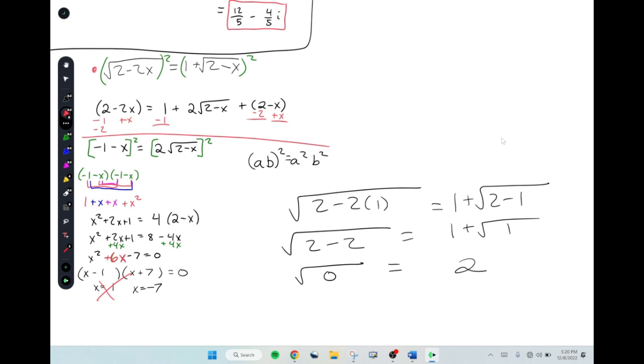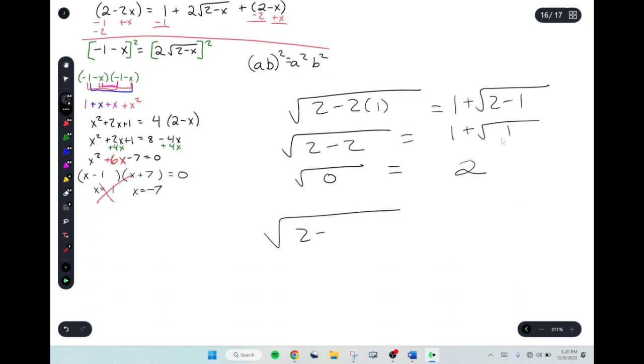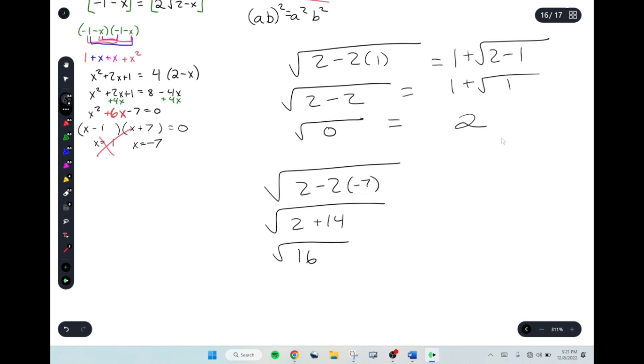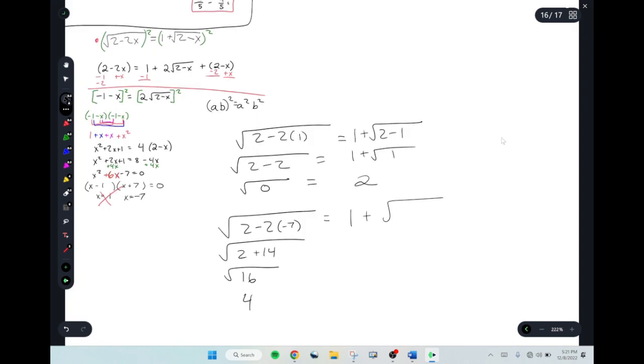So that didn't work, right? No, it didn't. Let's go check negative 7. Root 2 minus 2 times negative 7. Root 2 plus 14. Root 16. What is that? Okay, let's check the other side. 1 plus root 2 minus negative 7. 1 plus root 9. 1 plus 3. 4. Does work. So Photomath is wrong.